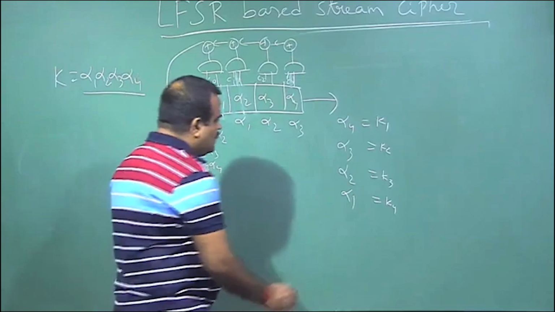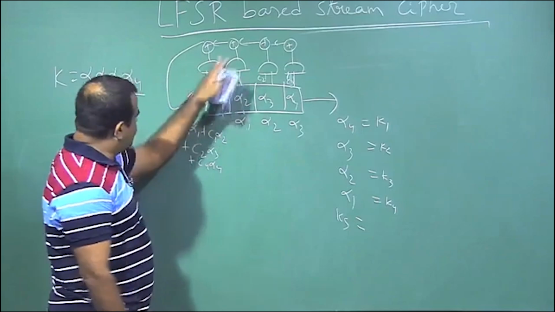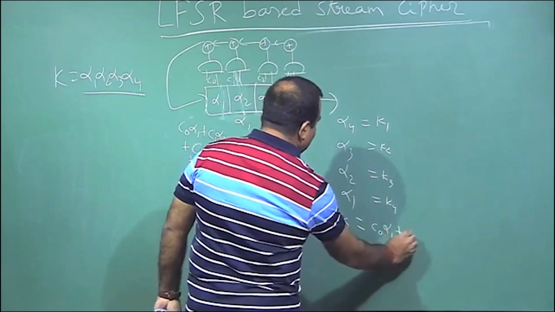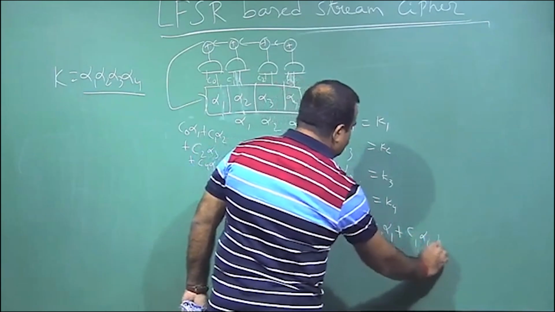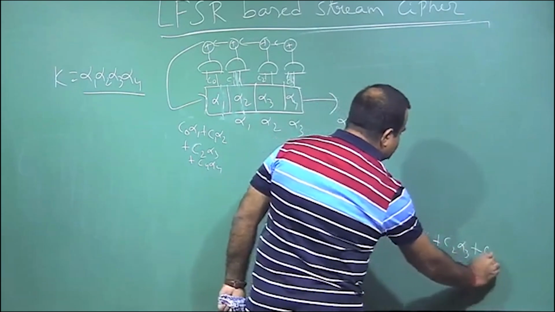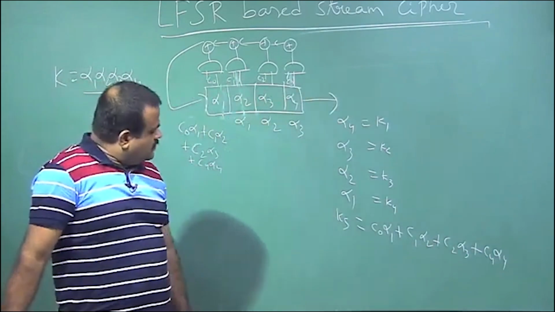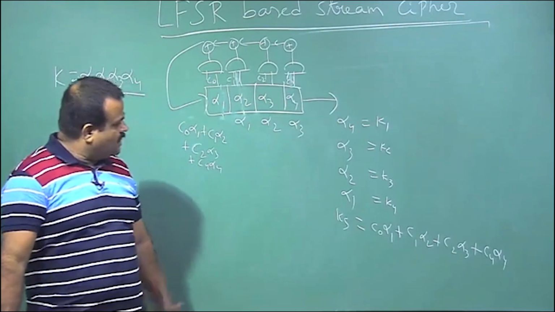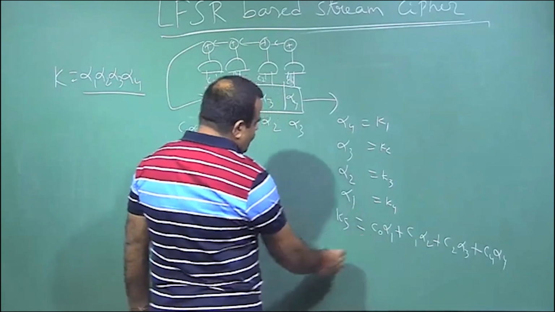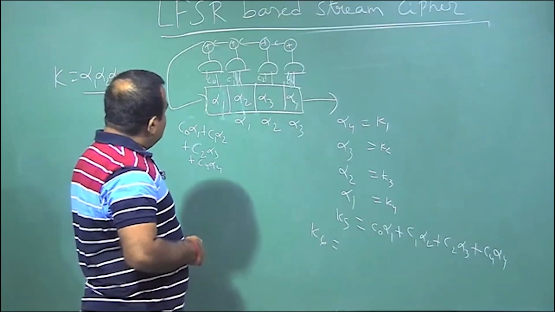Then after that, what about K5? K5 is basically this one, which has this linear form: C0 alpha 1 plus C1 alpha 2 plus C2 alpha 3 plus C3 alpha 4. So this is basically our K5. Now, how do we get K6?